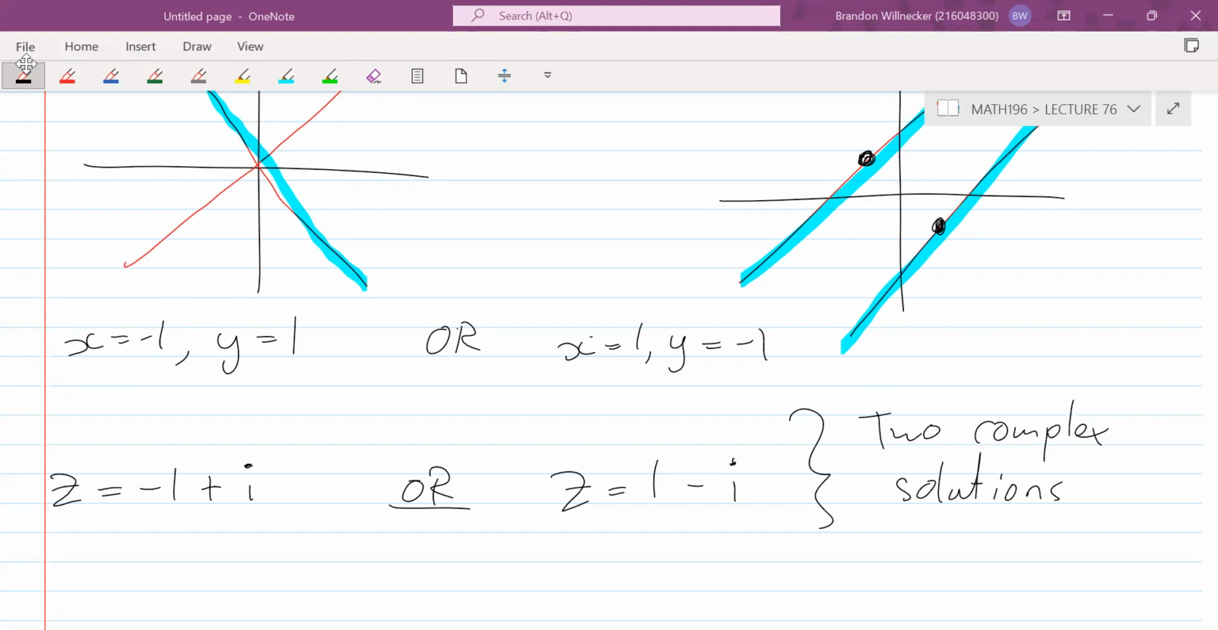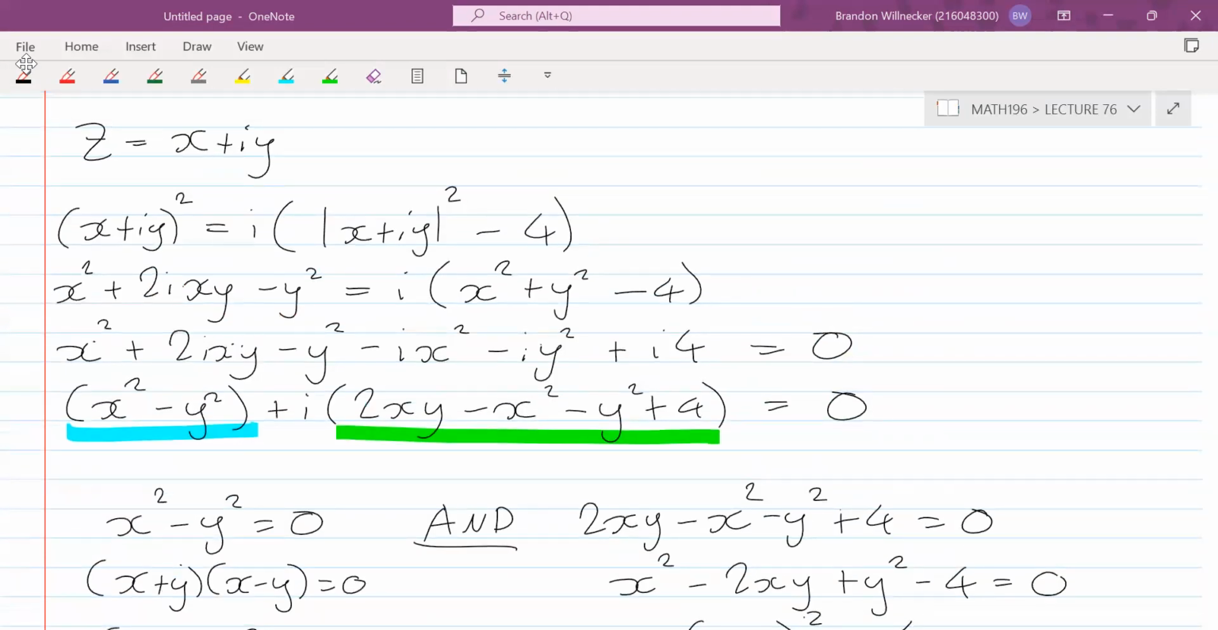Okay, so that's everything for today. We'll be doing some more examples later on in the week. This is just an introduction to solving complex equations by understanding that complex numbers have a real part and an imaginary part, and we can treat them separately. If your total complex number is equal to 0, we know that the real part must be 0 and the imaginary part must be 0. We can use that to figure out what x and y should be.